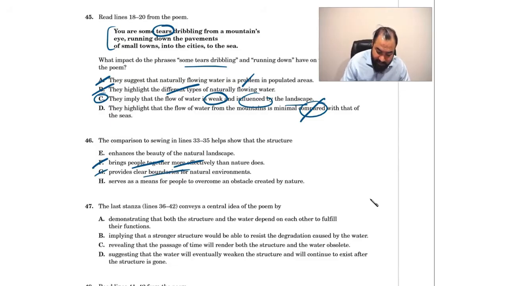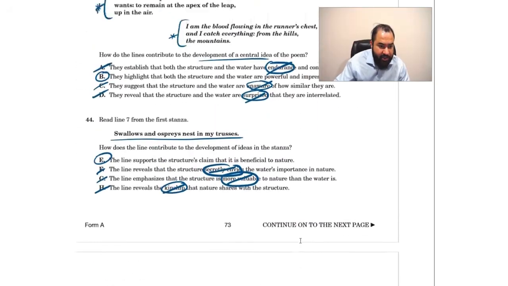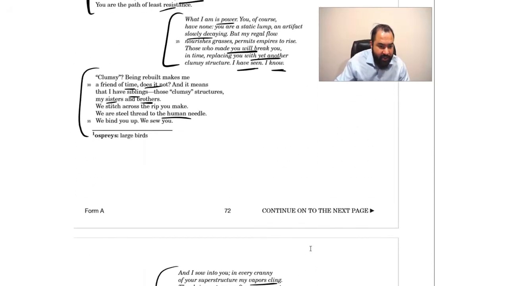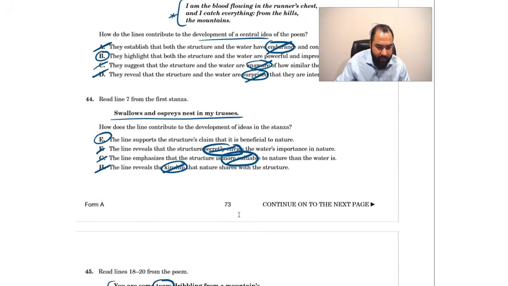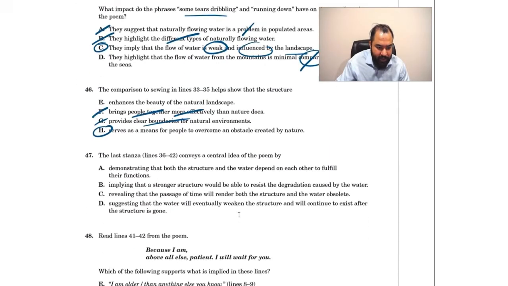It serves as a means for people to overcome obstacles created by nature. Actually, that's what it is, because of the threads on the human needles in this line. We are thread to the human needles, so the word human here means they help human beings overcome obstacles. So H is the answer. H is the answer. 47.